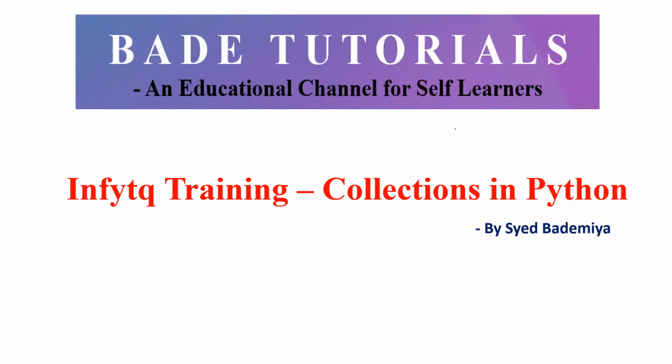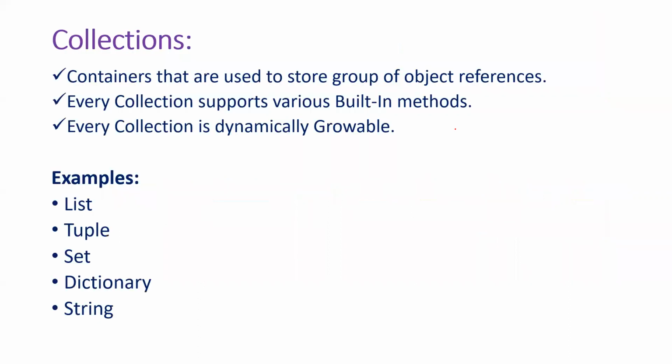Today we are going to see the collections concept in Python. A collection can be defined as a container which holds a group of object references. The objects can be anything, whether it may be an integer, string, floating point value, or any other type. And every collection supports various built-in methods to do operations on it, like appending or adding something, deleting, updating, anything. And every collection will grow dynamically.